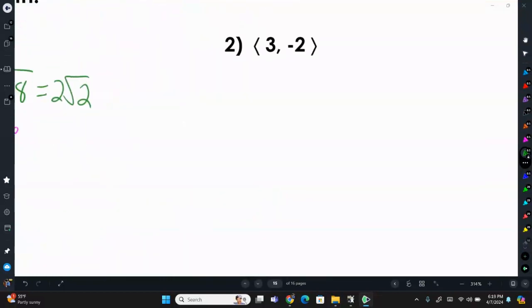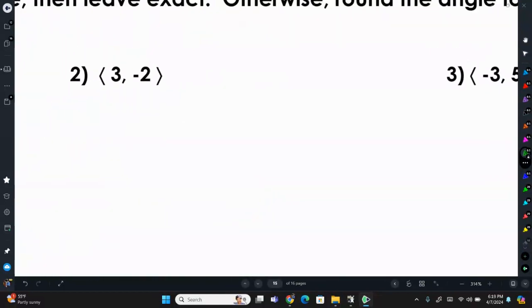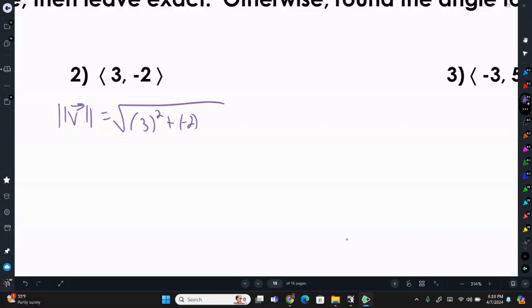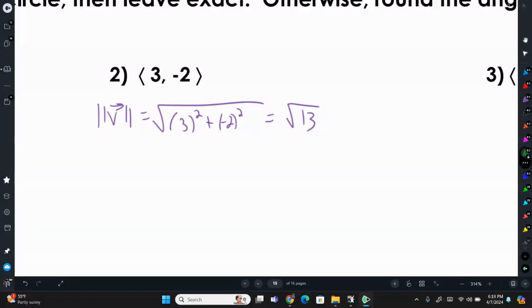All right, now in letter B, we have 3 comma negative 2 as our vector. So again, our magnitude is going to be the square root of 3 squared plus negative 2 squared, which is going to be the square root of 13. And we can't simplify that, so we're going to leave that alone as the square root of 13. And then theta, our direction angle, is going to be the inverse tangent of negative 2 over 3.